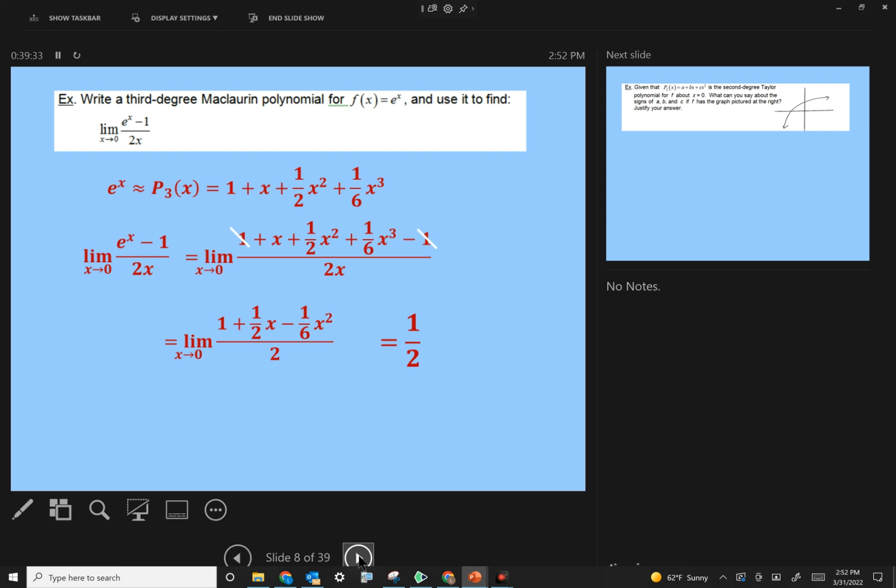Questions? Where did the 1 come from? Also, isn't it 2x on the bottom too? I factored out an x. If I factor out an x to cancel that x, you see what I'm saying? Sorry, if I substitute right here, I'm going to have 0 over 0, so I factored out an x on the top, so it would cancel with this x. That leaves me with the 1 plus 1/2 x plus 1/6 x squared. Sorry, everybody okay with that?